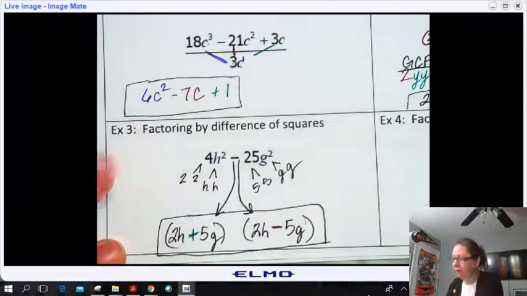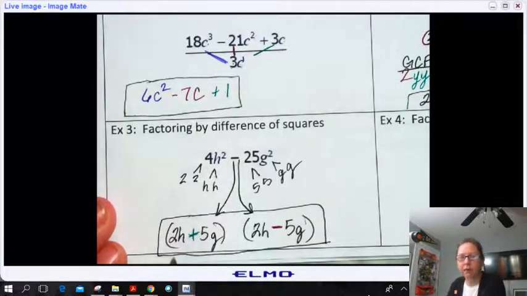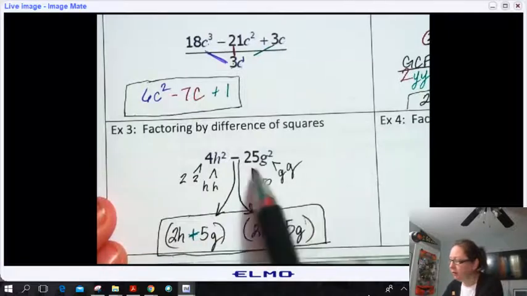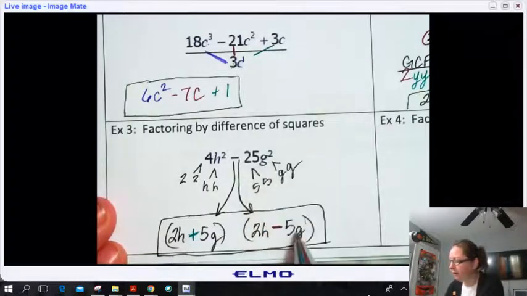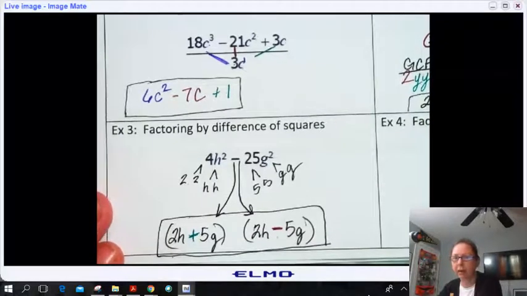So when I have perfect squares, I just break them up evenly. If it started as the first term, it stays in the first term. If it started in the second term, it stays in the second term. And I just need to remember to do 1 plus, 1 minus. And that's factoring by difference of squares. It's really easy once you recognize it.